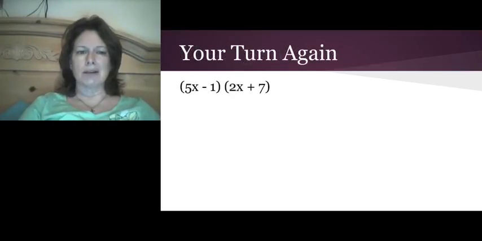Your turn again. Set up a box. Multiply the binomial 5x minus 1 and the binomial 2x plus 7.